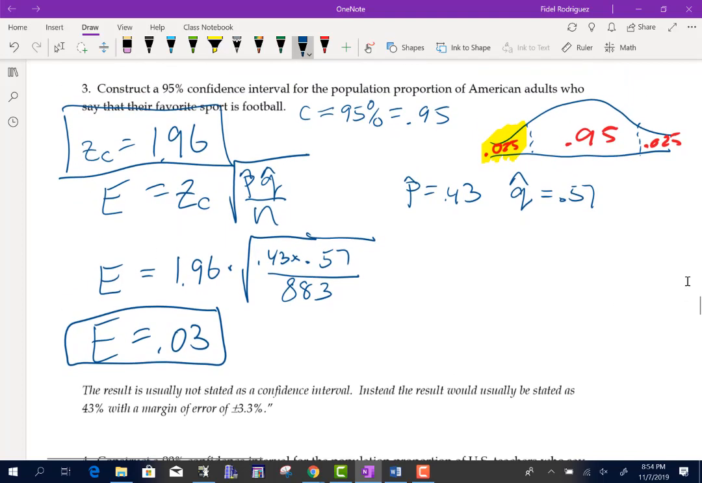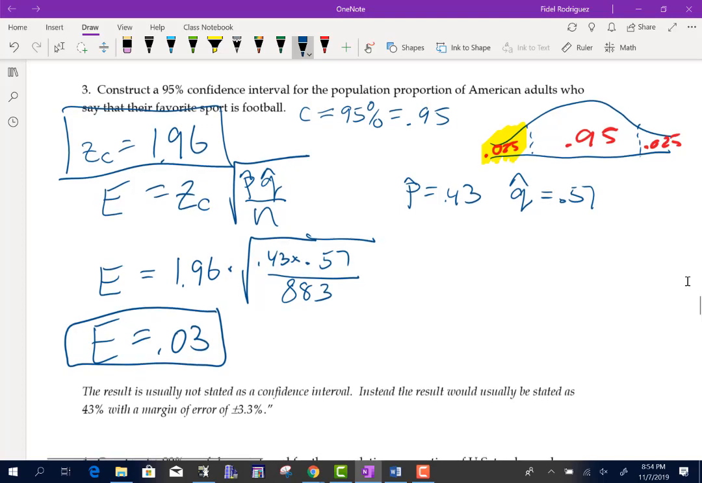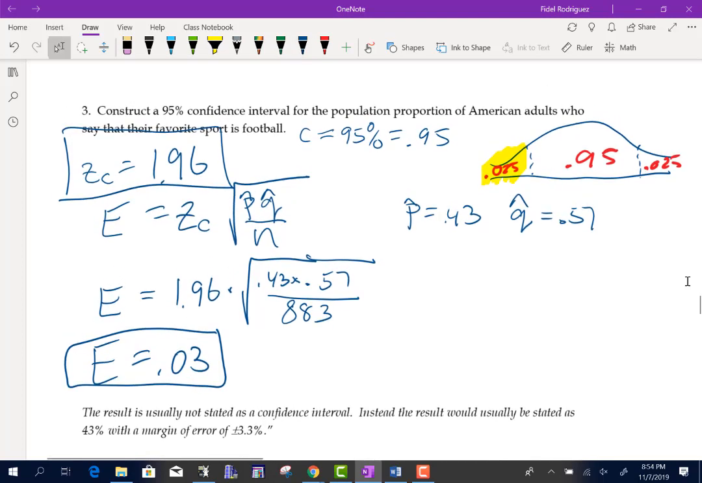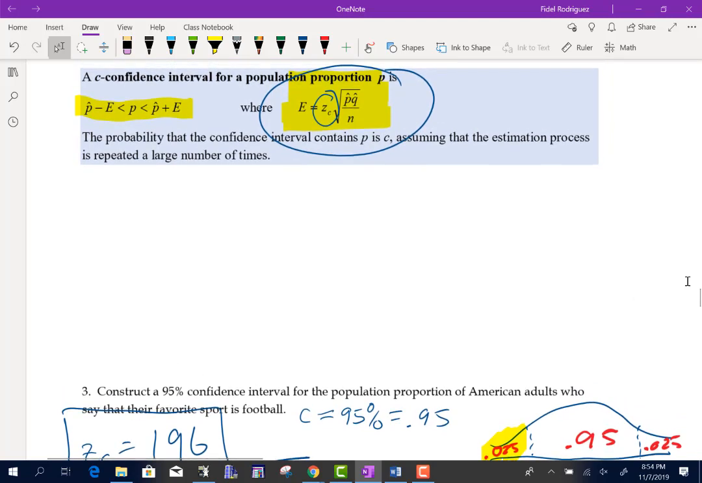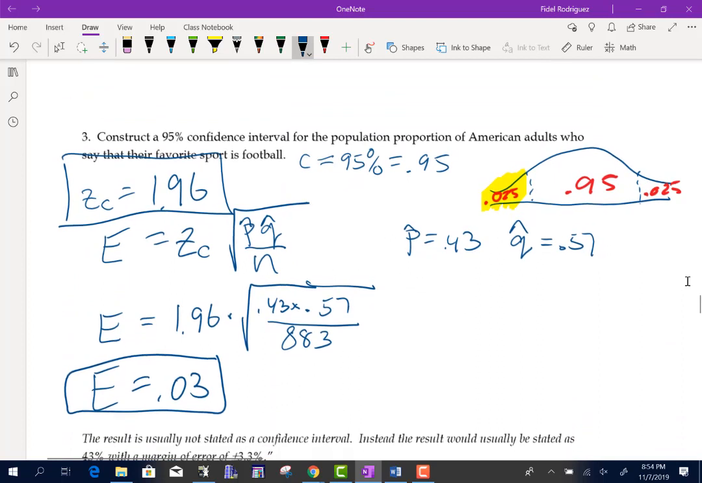Now I want you to look at how we're finding our confidence interval. Here's my confidence interval. Look what we're going to do. The proportion is going to be between p hat minus E and p hat plus E. Okay, so I'm going to go like this.